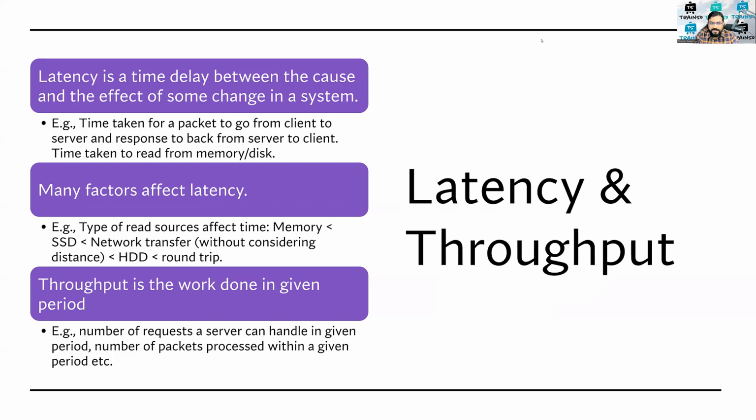And whenever you are working with systems design, you need to have some vague idea about how different operations are ordered with respect to latency. For example, reading from memory will be faster than reading from an SSD. And reading from an SSD may be faster than reading from a network without considering the distance. And it may be still faster than reading from a traditional hard disk. And all these will be faster when you consider the latency of a round trip. Basically, you send a request to the other side of the globe and then the response comes back.